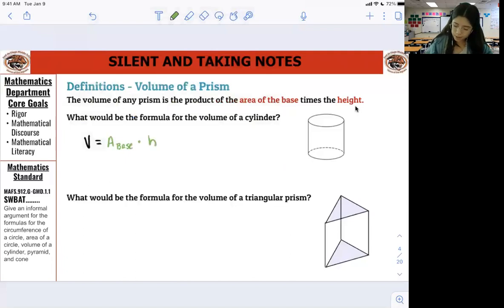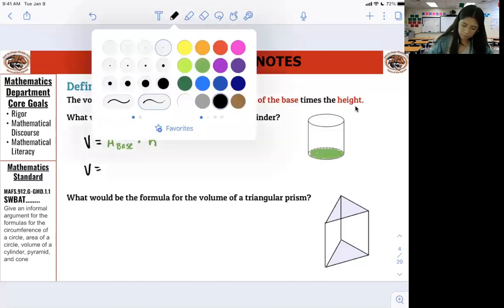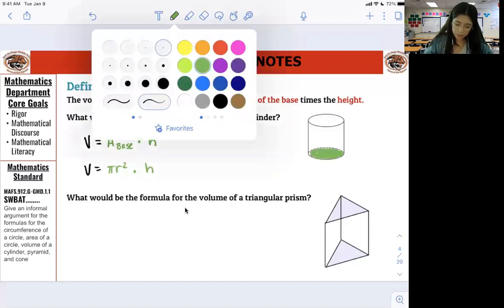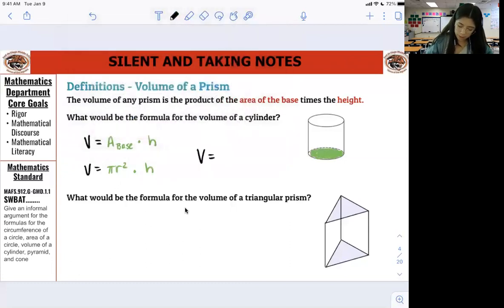Well, the base is a circle. The base is a circle. So the area of a circle is pi r squared. Pi r squared times the height. So we can write it as pi r squared h.